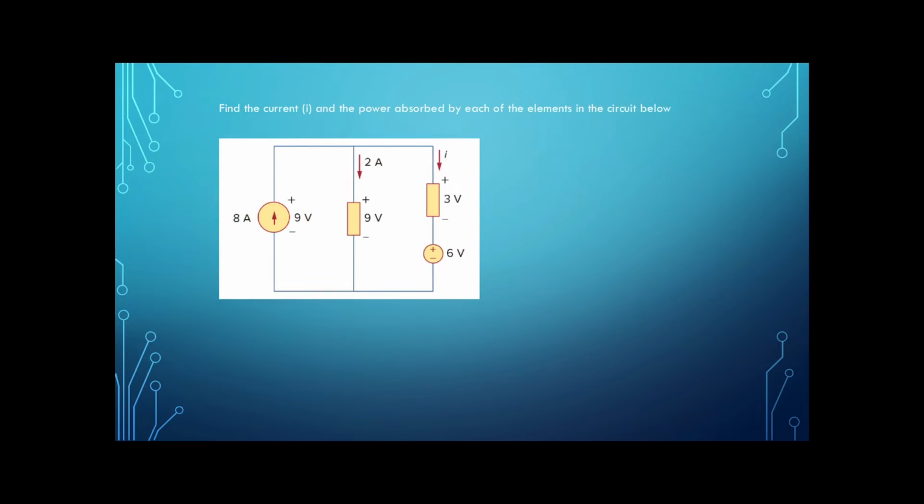So for our third question, it says find the current I and the power absorbed by each of the elements in the circuit below. So this is the current I, which is what we're going to find first. So for this particular question, we're going to use both the sum of the powers is equal to 0, and we're going to use power is equal to plus VI, assuming the current is entering the positive terminal.